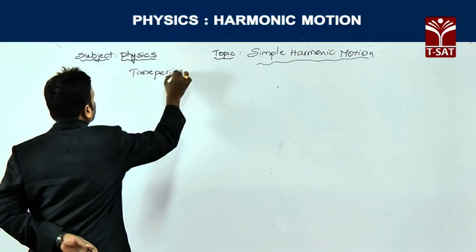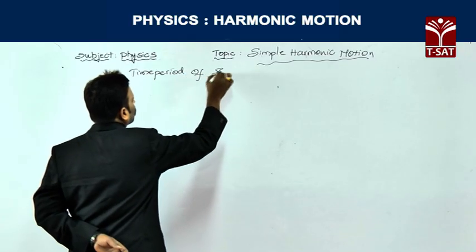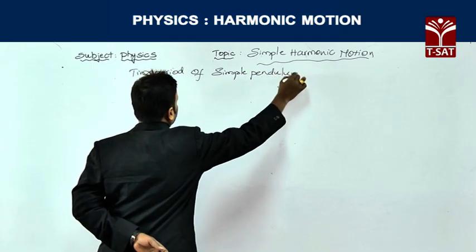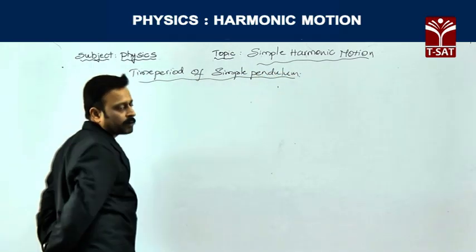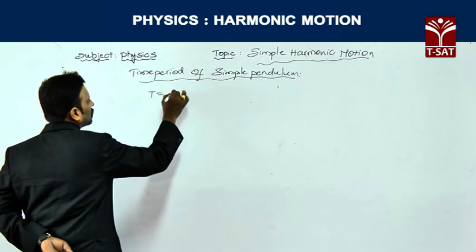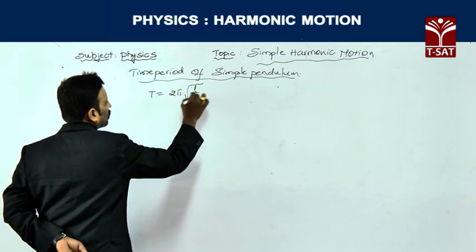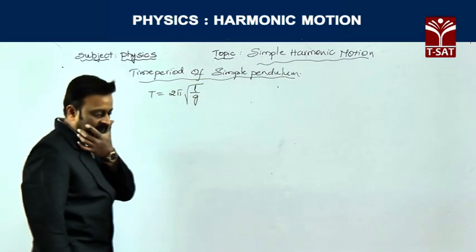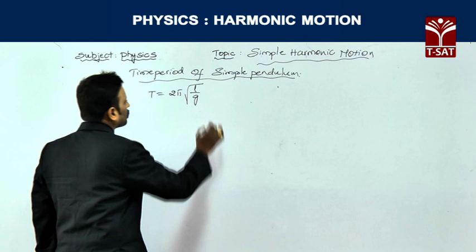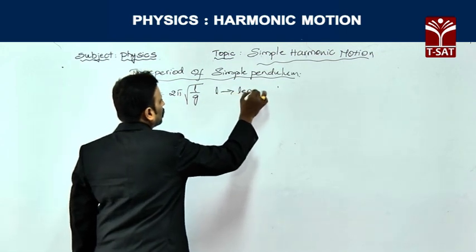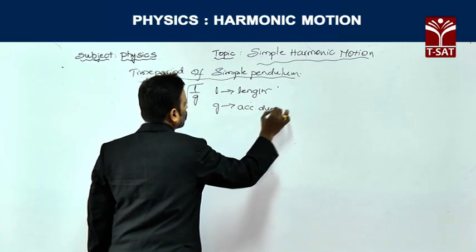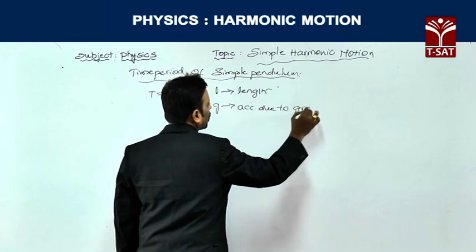Time period of simple pendulum. The formula to calculate the time period of a simple pendulum is 2 pi under root L by g. So, a very important one: time period of simple pendulum is 2 pi under root L by g. Here L is the length of the pendulum, g is acceleration due to gravity.